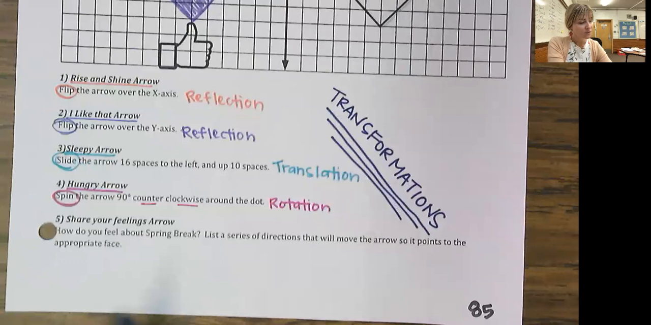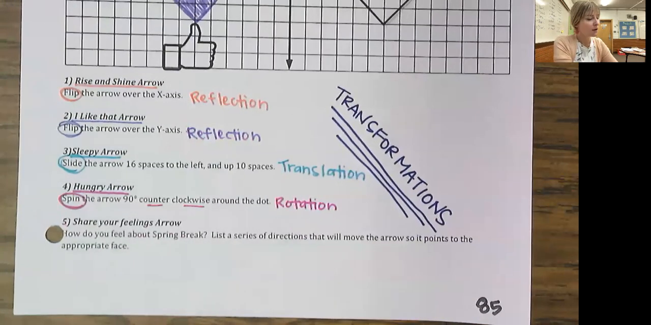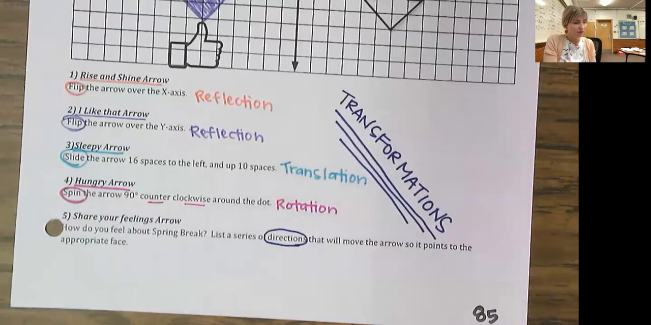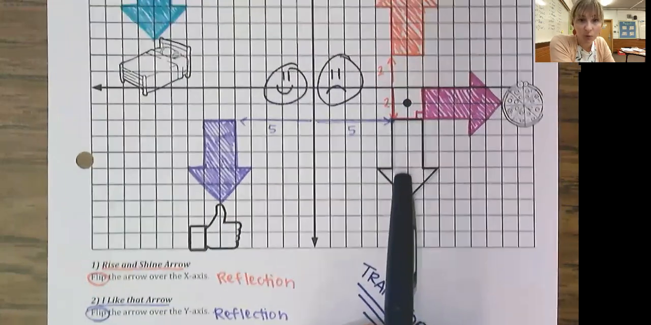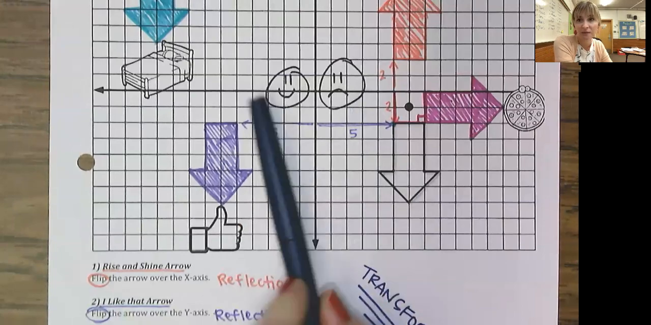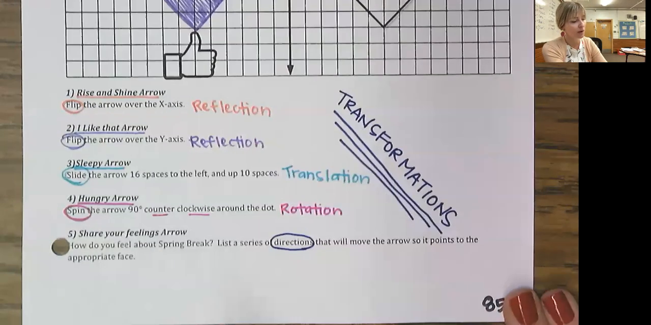So this last one says, how do you feel about spring break? List a series of directions. Now, if you already did this, I want you to challenge yourself in your list of directions. I'm not going to tell you what to write here because everybody did different things. But you were supposed to take this arrow, and you should have one more arrow drawn on here that's either pointing to the frowny face or the smiley face, depending on how you feel about spring break.